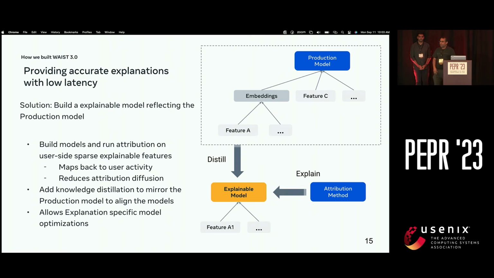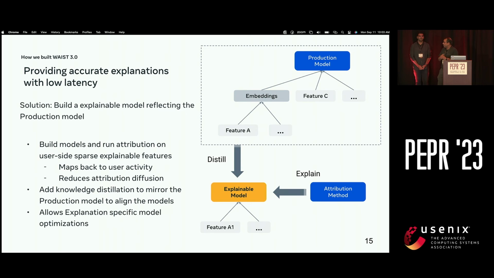So I think the approach we came up with is actually to build an explainable model. The production model is very complex and very difficult to explain. And the way we build an explainable model is to use the user-side sparse features. So these are the interactions the user has with specific ads or topics, ads or pages. And these sparse features can be mapped directly to user activity. This also reduces the attribution diffusion, so we are able to compress attribution into the specific features.